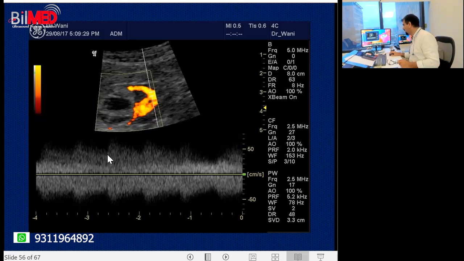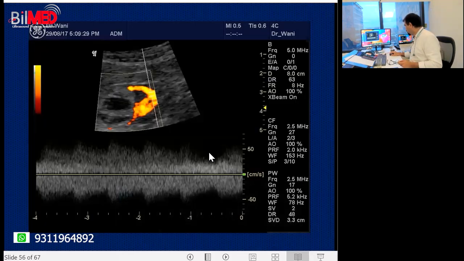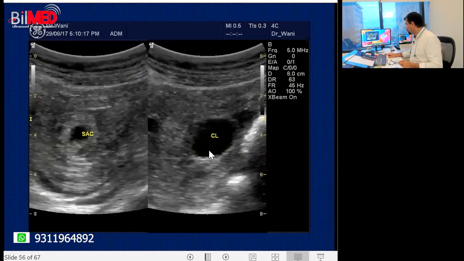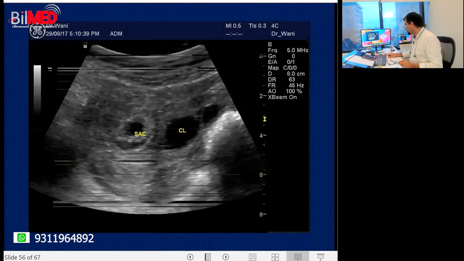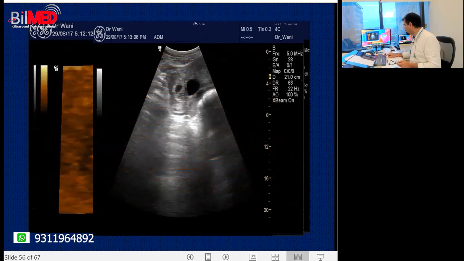In corpus luteum, we are having less diastolic flow, and here we are having more diastolic flow. That is called the resistive index, because resistive index is nothing but the ratio between the systole and the diastole, which we are discussing in our color Doppler course. Now, one sac and one corpus luteum. So I told you that we will discuss it, and we have discussed this.